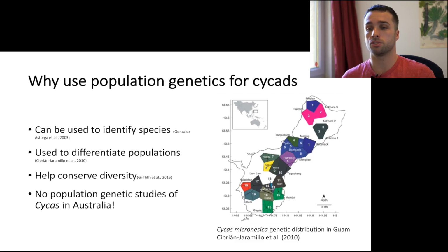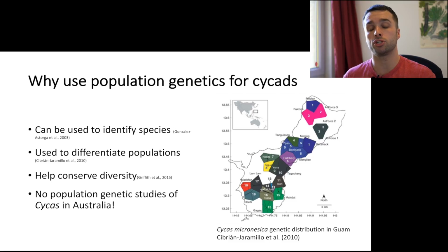So with regards to population or conservation genetics, why do we use it? Well, we can use it to identify species. We look at species in their habitat, and we can see differentiation between 2 species, or a genetic cutoff where a species is either speciating into a subspecies or potentially a new species. We can also use it to differentiate populations. You can see from the figure on the right here, where each individual coloured box represents an individual genotype, there's a complete cutoff between the north and south of the island with Cycas micronesica.